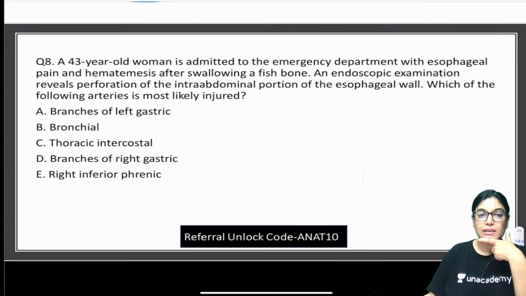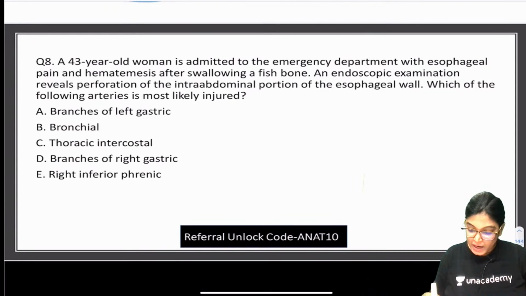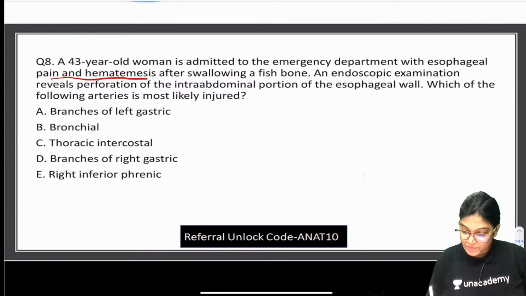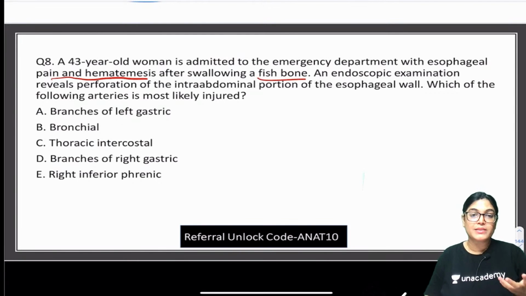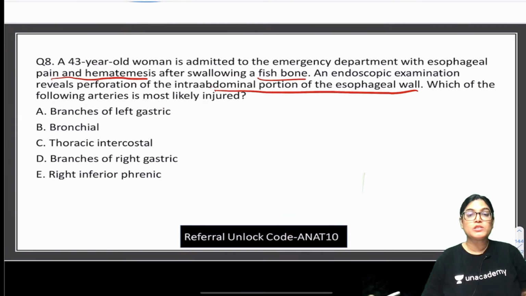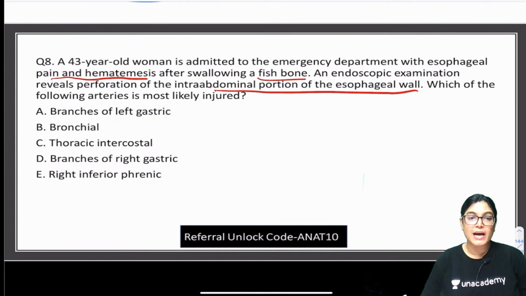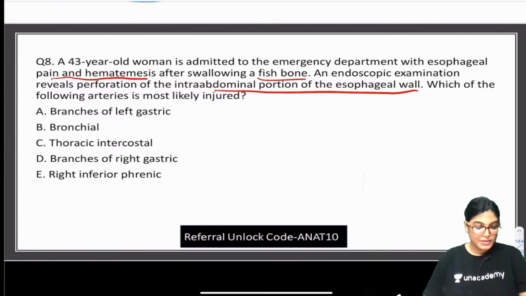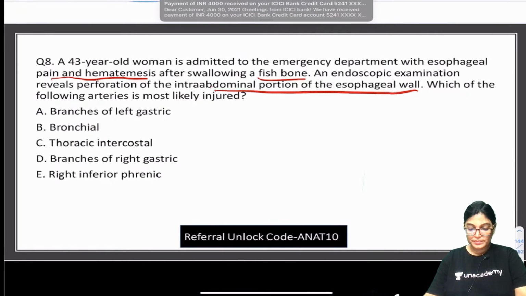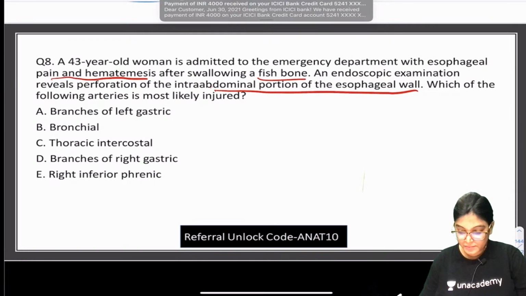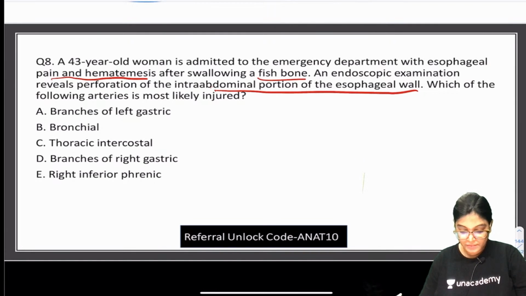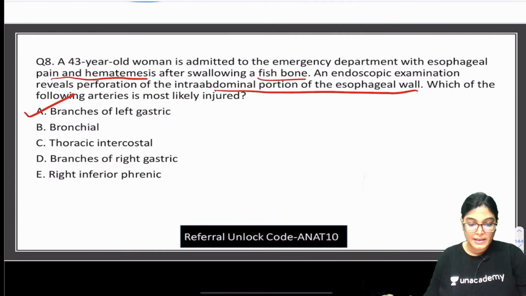So, can I explain the MCQ? The key point is which part is involved. The patient is suffering from esophageal pain and vomiting of blood, hematemesis, after swallowing a fish bone. The part of the esophagus injured is the intra-abdominal portion, meaning the lowermost part of the esophagus, and the question is asking about its arterial supply. I am getting answers as A, D, A, D, a mixed bundle of answers. The correct answer is A.